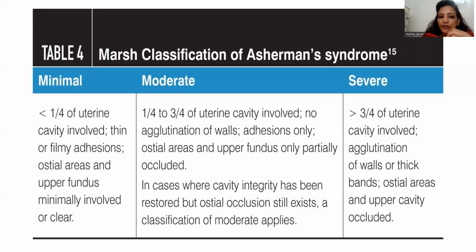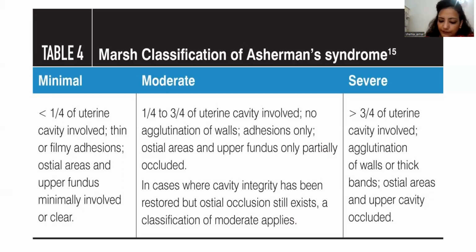Then second is moderate, where 1/4 to 3/4 of the uterine cavity is involved. There is no agglutination of walls, just adhesions. Ostial areas and upper fundus are only partly occluded. And in cases where cavity integrity has been restored, but ostial occlusion still exists, a classification of moderate applies, right? Final is severe, where more than 3/4 of the uterine cavity is involved. There is agglutination of walls or thick bands of adhesions have developed. Ostial areas as well as upper cavity are completely occluded, then we call it a severe degree of Asherman's.